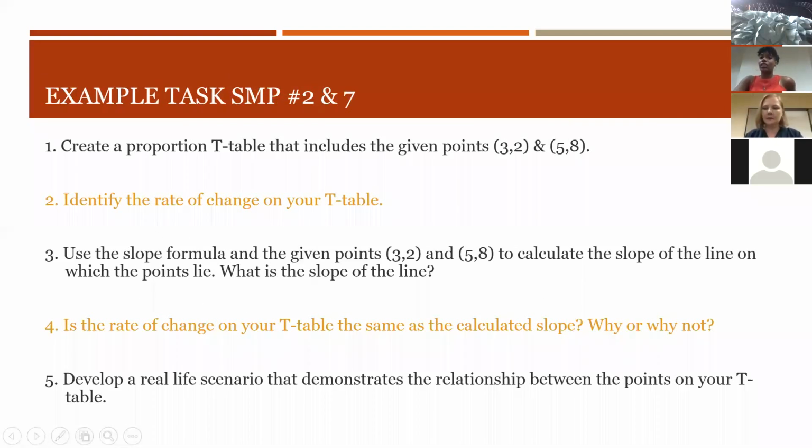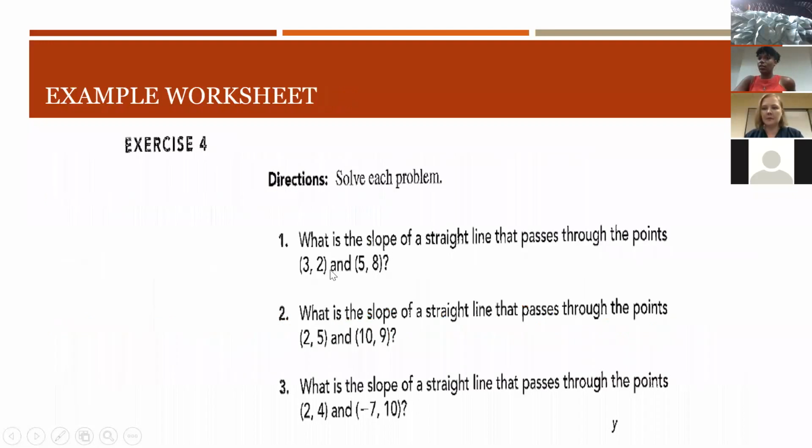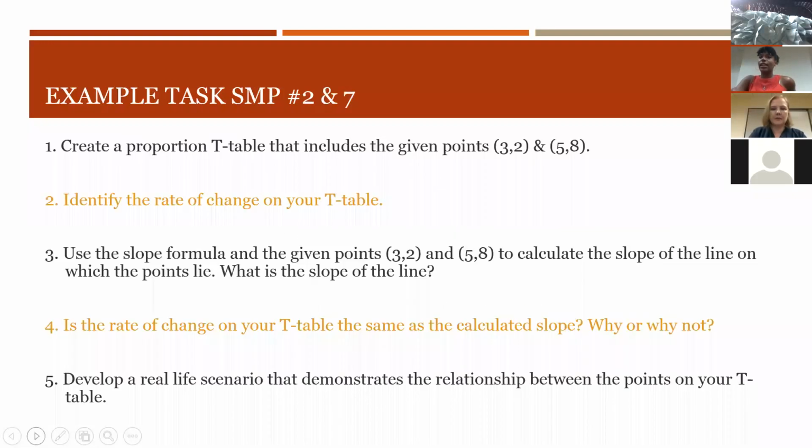I took this question here, number 1, and I asked them to begin to think. I didn't say anything about how it was a slope. I didn't go into the slope formula. I tapped into their prior knowledge and their intuitive knowledge. And I just asked them to think about making a T-chart.